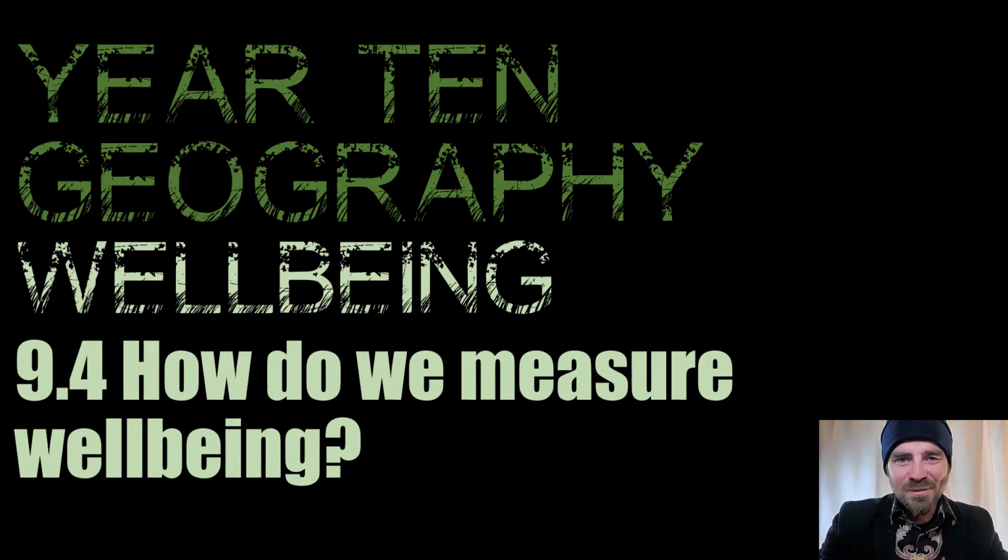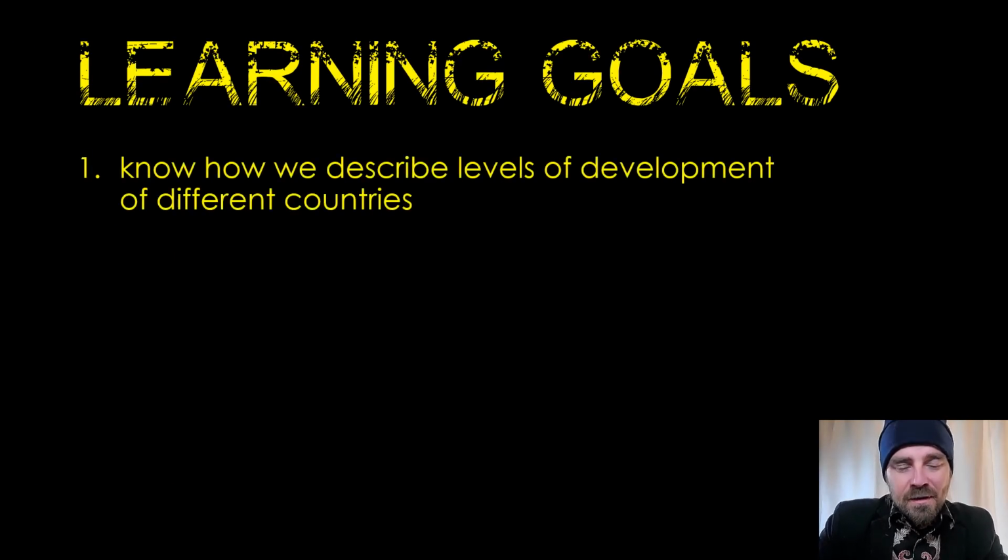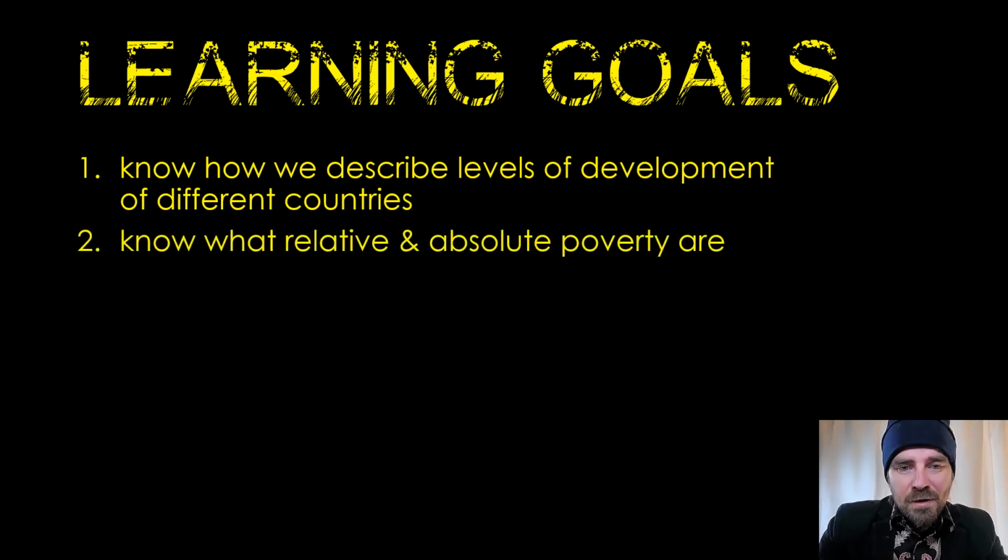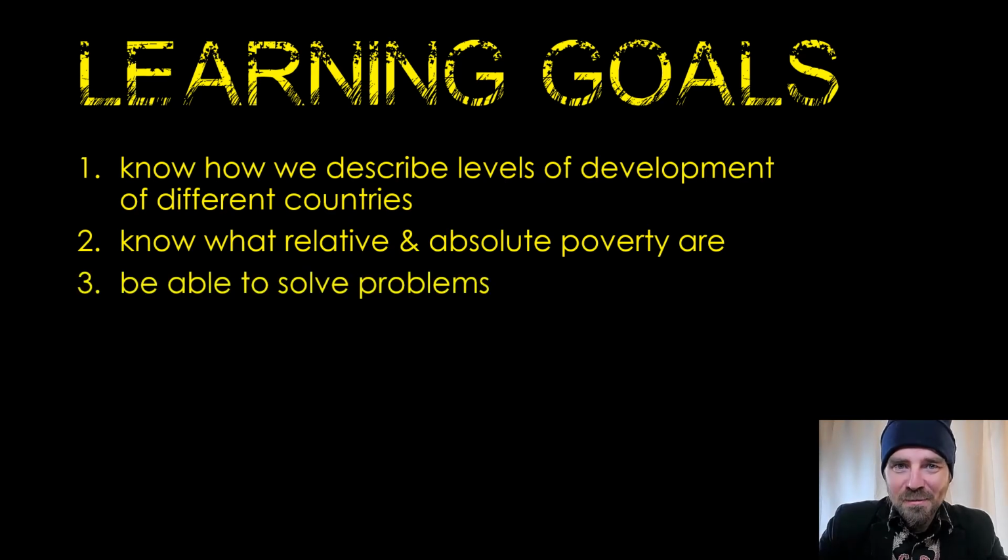Hello, hello, hello, geographers. It's time to talk about well-being and how we measure it. Some learning goals for you today. You're going to know how we describe levels of development of different countries. This idea about the first world and the third world? No, we won't be doing that. And you're going to know what relative and absolute poverty are. You're also going to be able to solve problems. Go you!